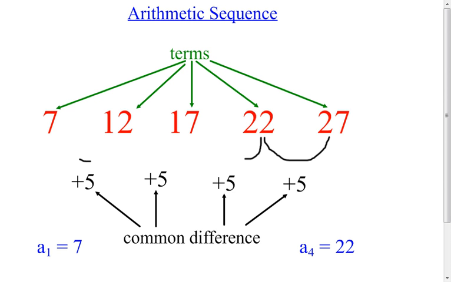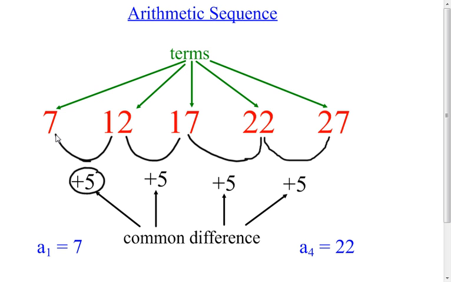And what I am doing is, to get from 7 to 12, I add 5. To get from 12 to 17, I add 5. To get from 17 to 22, I add 5. So because I'm adding 5 each time, that is my common difference.